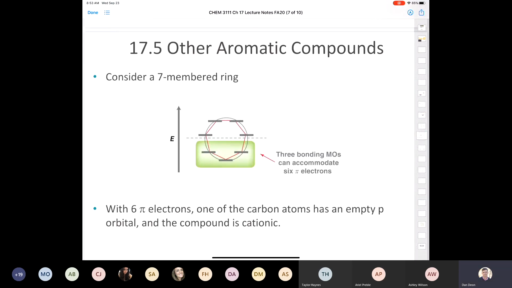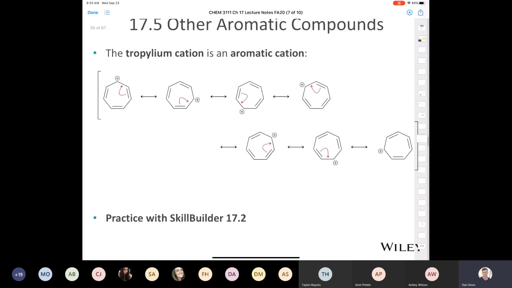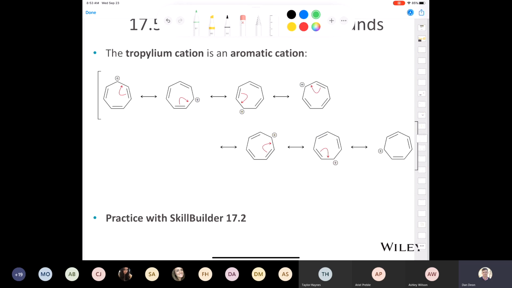If you have a 7-membered ring, the 7-membered ring has 3 bonding molecular orbitals. If it has 6 pi electrons and one of the carbons has an empty p orbital, then the compound is going to be cationic, but it's also going to be aromatic. And let's see why that is. If you look at this molecule, the tropylium cation, you have to know the tropylium cation, and you should know that it is aromatic. The reason why is, if you think about this molecule, and I'll draw it down here, here's my 7-membered ring. I'm going to draw it just like it's drawn here.